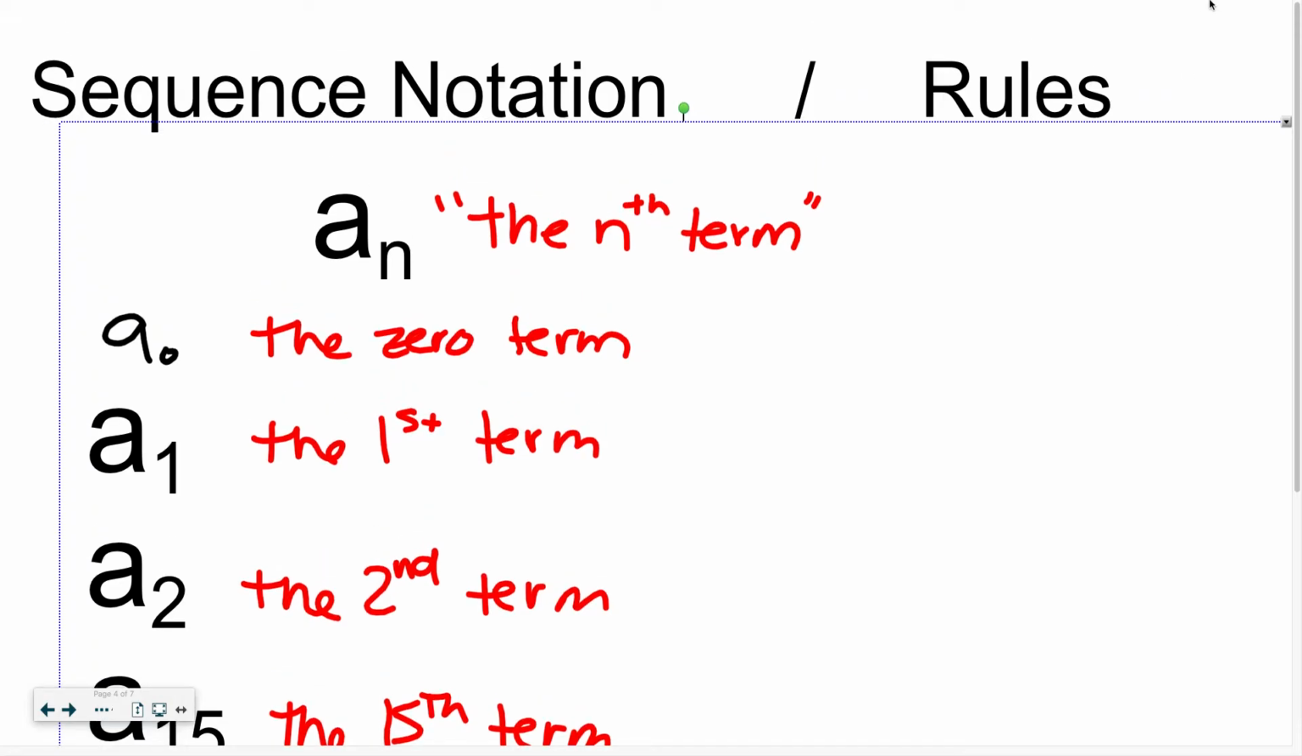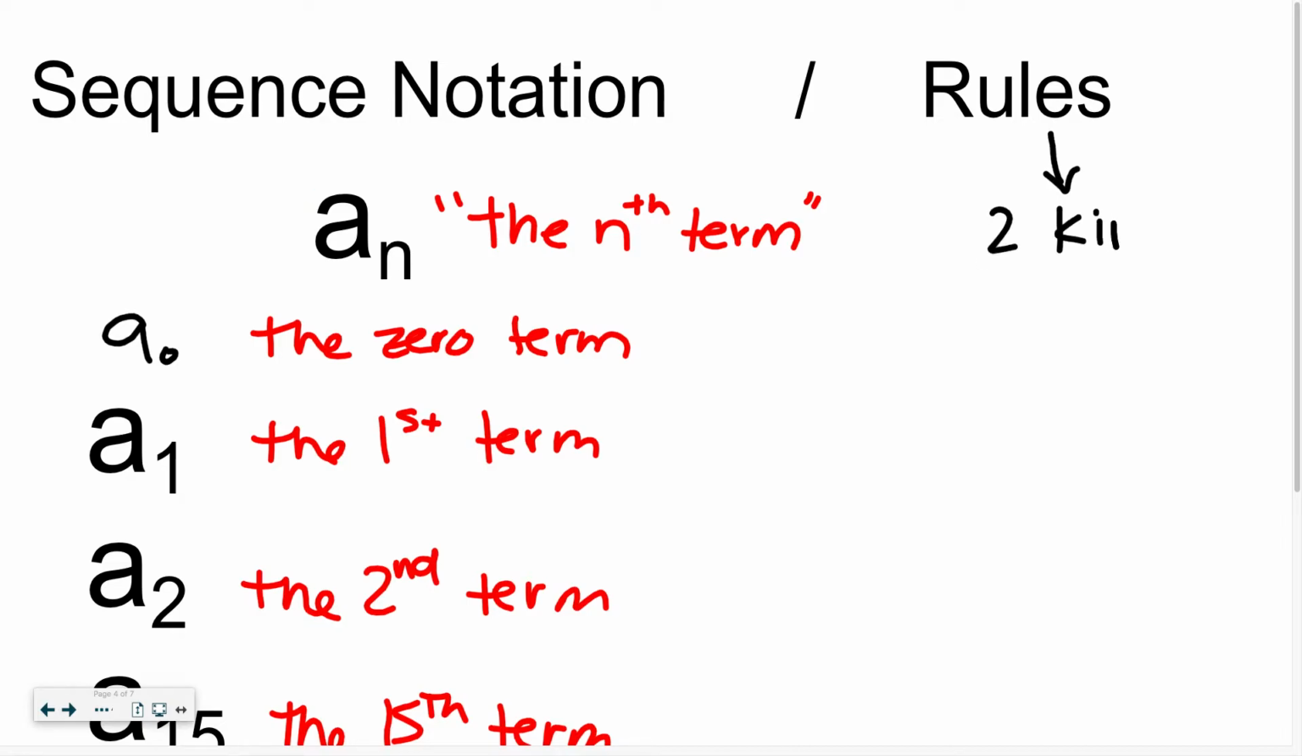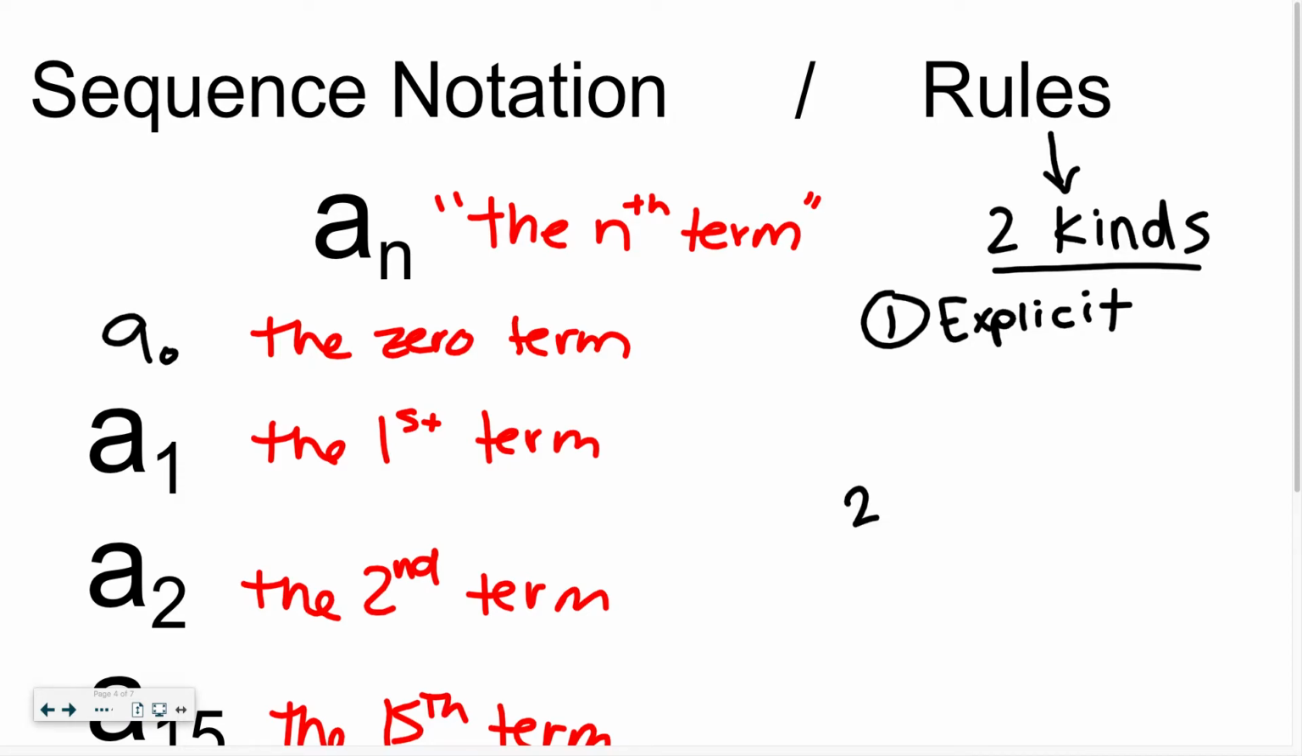Okay. So those are our notations for like y or f of x. Now, we're going to be focusing on rules in our upcoming sections 8.2 and 8.3 this week. And so there are two kinds of rules that typically mathematicians are going to work with. One is called explicit. Don't worry, it's not like bad explicit. Good explicit. And the other is called recursive.